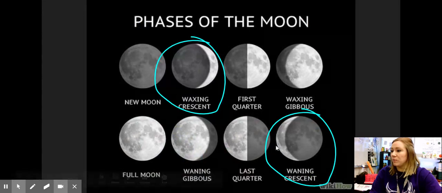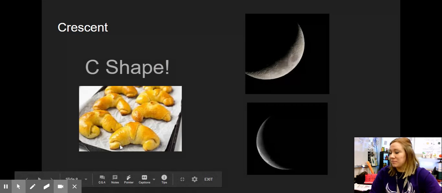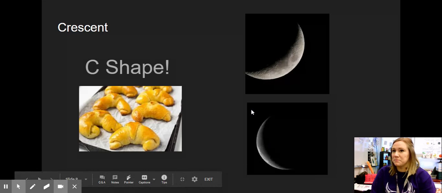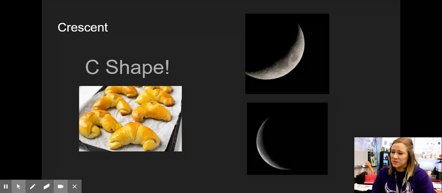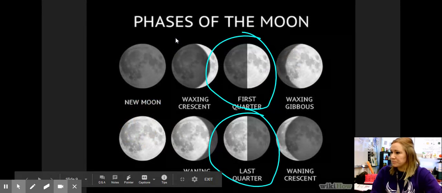We also have our waxing crescents. Well, a crescent is C-shaped. If you know what a crescent is, a crescent roll, or a croissant, is very similar. Or just remember a crescent starts with C, crescent, C-shape. We have 2 types of crescents, but we don't really have 2 types of crescents. We actually just have either the crescents getting bigger or the crescents getting smaller. But the general shape would be a C shape, a crescent.